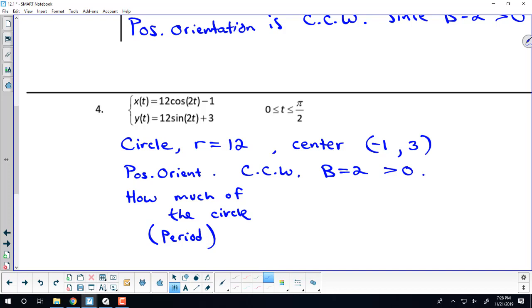So we can think about it, again, two ways. The period here is 2 pi over b. The period is pi, one full circle every pi units. But t is only going from 0 to pi over 2, so half a circle.